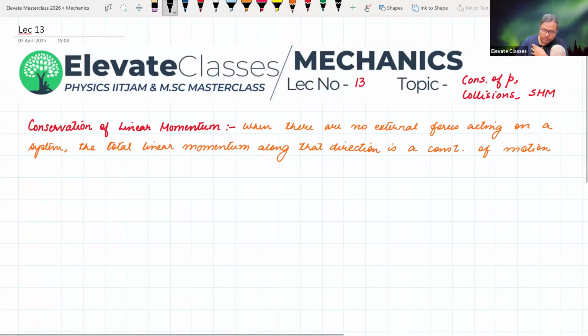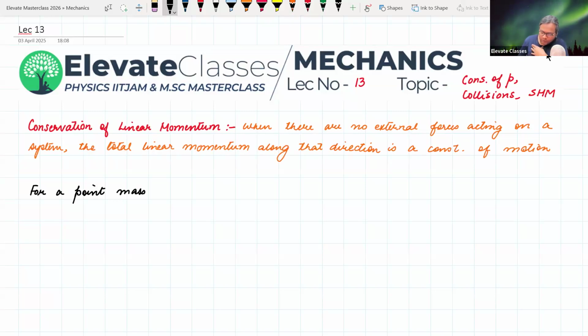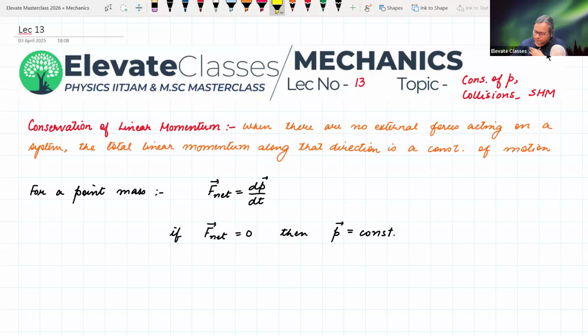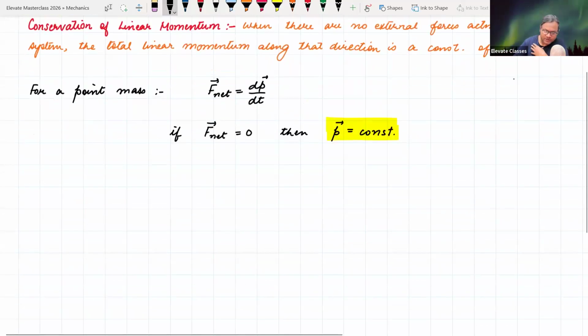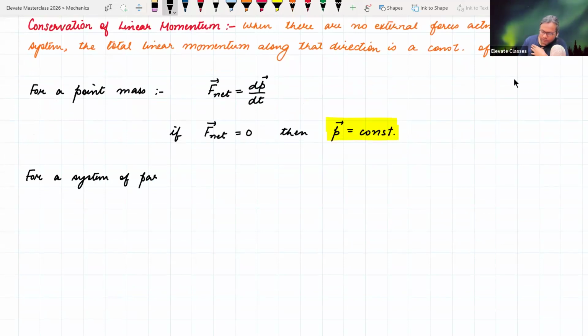Okay, so for a point mass, we know that the net force is equal to dp upon dt. That is Newton's second law. If F net is equal to 0, then automatically the momentum of that point mass is a constant of motion. For a system of particles, we have to take a summation. For a system of particles, if F net is equal to 0, then the summation of the momenta of all the particles is a constant of motion.